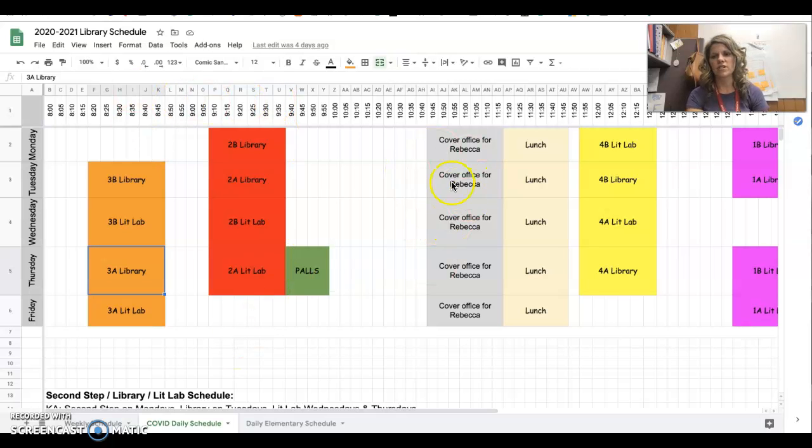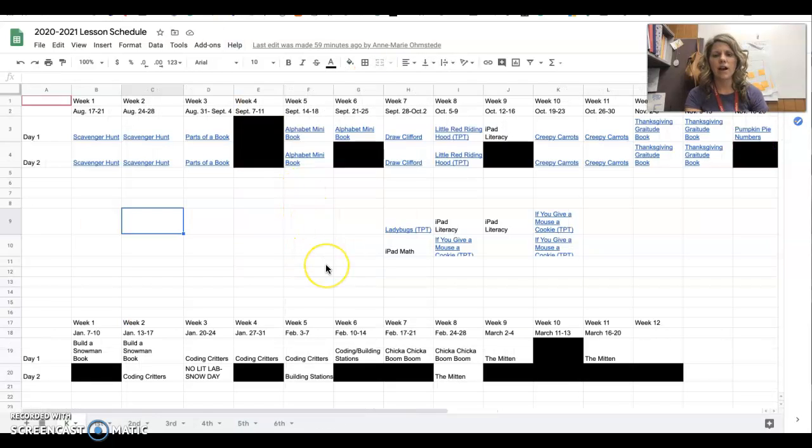And so this is just a calendar that Rhonda and I have. Then I shared this out earlier today on Friday, which is the lesson schedule. And so basically, you have your day one and day two, which is just day one is whoever comes first to lit lab, and day two is the second. So you're seeing that same activity repeated.